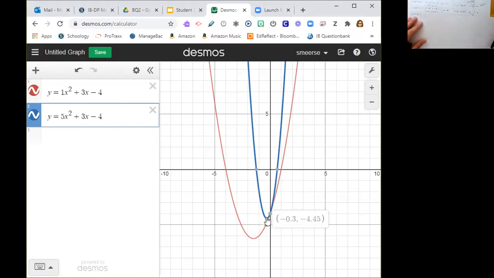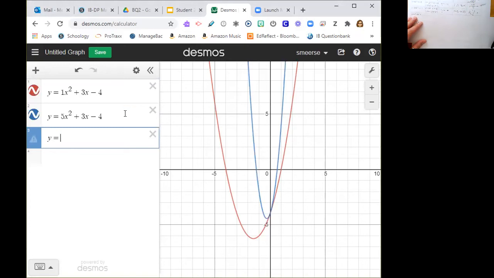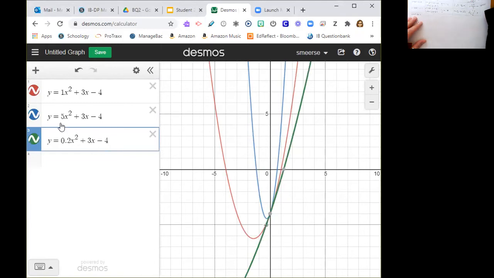All right, let's try that next one, the 0.2. So let's go here. Our next graph is y equals 0.2x squared plus 3x minus 4. So now what's happening to that coefficient in front of x? You're right. Now we're going smaller. Now it's a decimal. The 3x minus 4 stays the same, as you can see all the way down. But now we're going from 5 to 0.2.